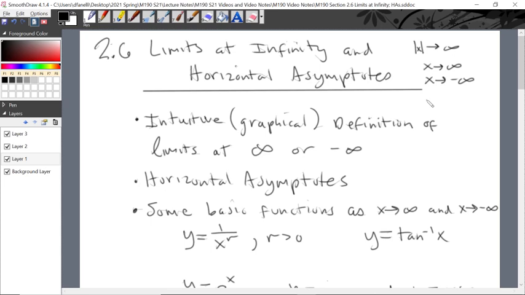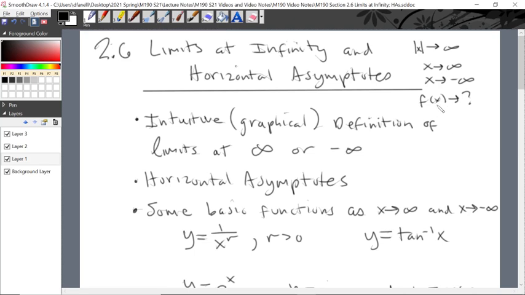And we want to know, well, what's happening to f of x? What value does f of x approach? If it approaches a finite number, then geometrically or graphically, we would interpret that finite number as a horizontal asymptote. The equation y is equal to that number is a horizontal asymptote.